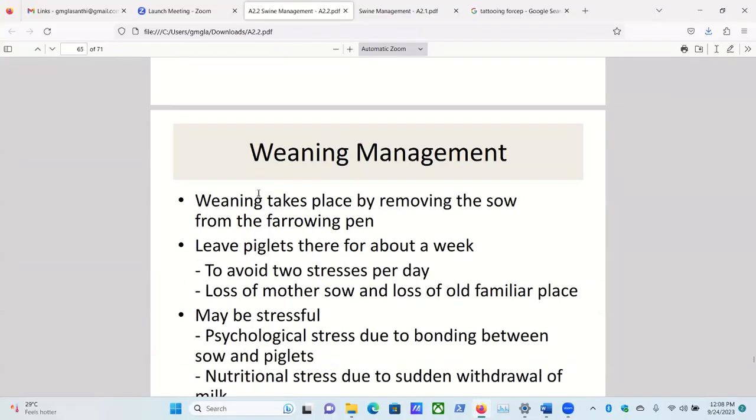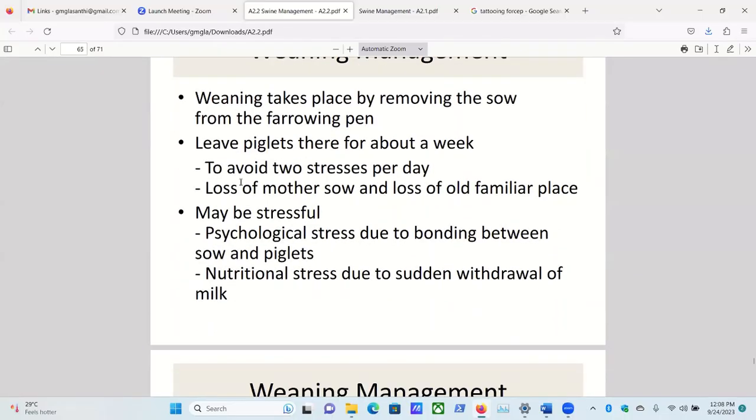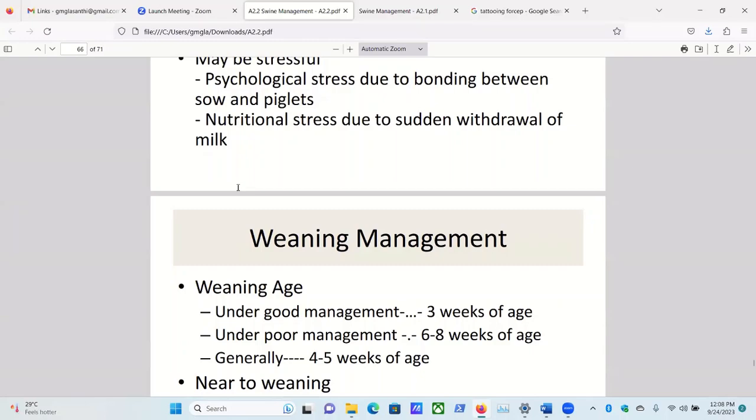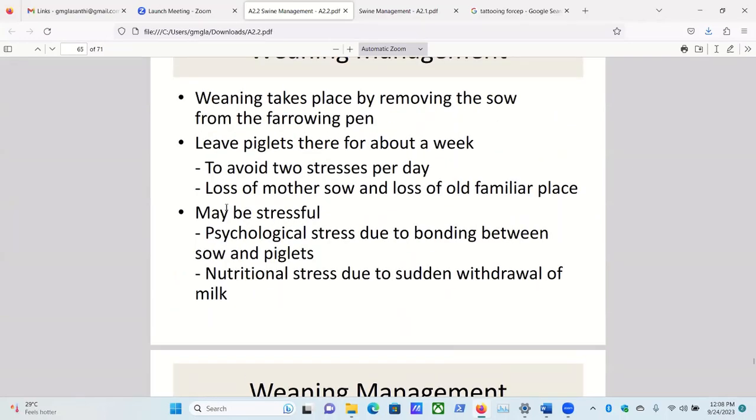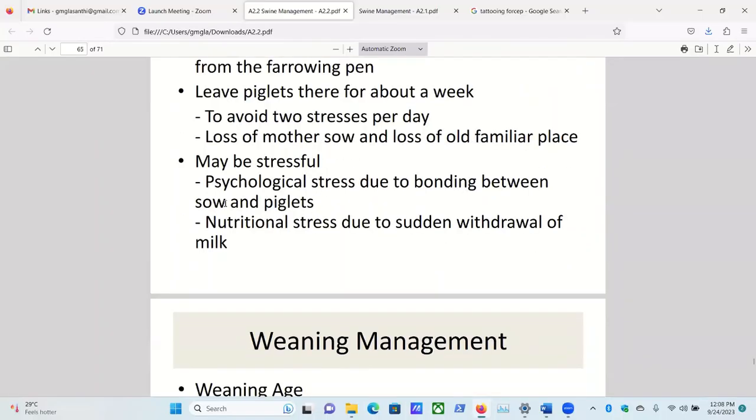Now we will discuss weaning management, how we are going to wean our animals. Normally, weaning means we stop feeding milk to the piglets. The normal thing we do is remove the sow from the farrowing pen and leave the piglets there for about 1 week to avoid stress, because weaning is a great stress for the animal.